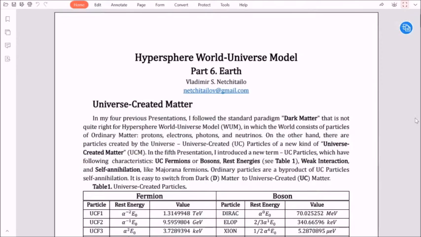In the fifth presentation, I introduced a new term, UC particles, which have the following characteristics: UC fermions or bosons, rest energies, weak interaction, and self-annihilation, like Majorana fermions. Ordinary particles are a byproduct of UC particles' self-annihilation. It is easy to switch from dark D matter to universe-created UC matter.